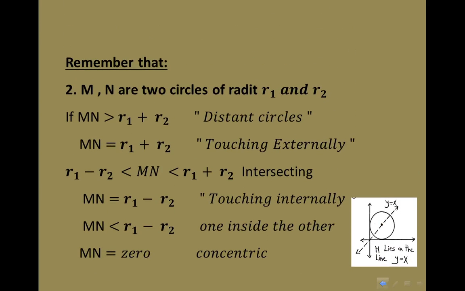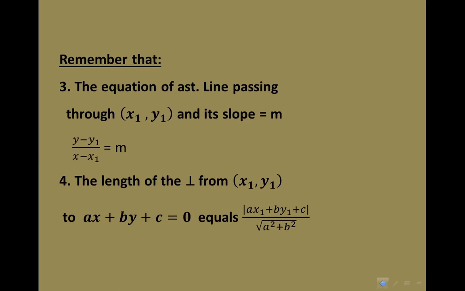Let's study another slide. Remember that the equation of a straight line passing through a given point x1, y1 and its slope equals m is (y minus y1) over (x minus x1) equals the given slope m. The length of the perpendicular from the point x1, y1 to a straight line whose equation is ax plus by plus c equals 0 equals the absolute value of ax1 plus by1 plus c over the square root of a power 2 plus b power 2.